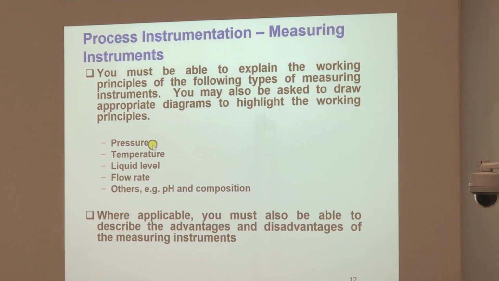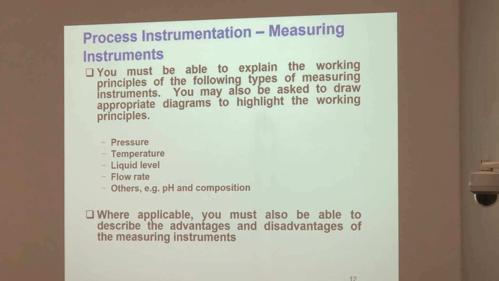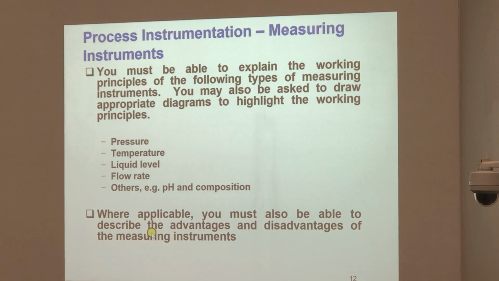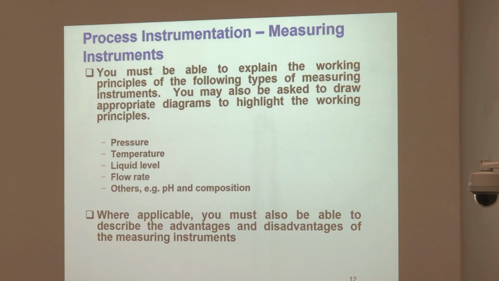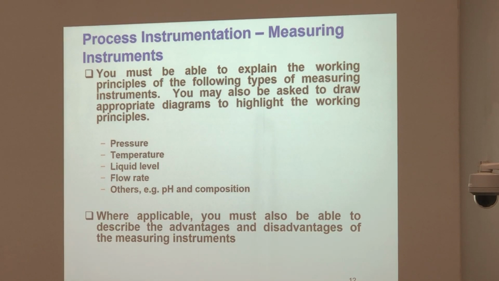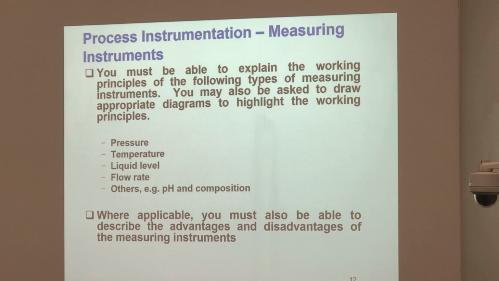Instrumentation, we need to learn pressure, temperature, level, and flow rate, right? You may be asked to draw the diagram, and you may be asked to explain the working principle. So we will go through some of it one by one later. Wherever applicable, you must also be able to describe the advantage or disadvantage of this measuring instrument. For example, why you use this instrument to measure the level, and why you don't use other types of level measurement. I'll go through that one by one also.